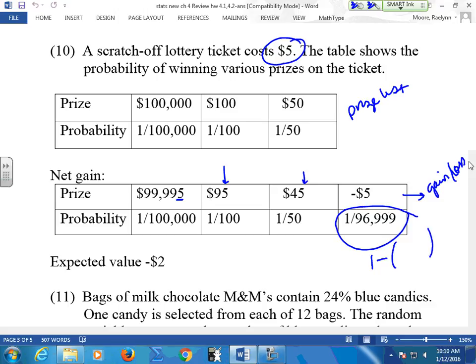If you add up all those parts, you get this guy right here. And again, if you want to do x times p of x and take the sum of that, that will work. Or this is your mean. Put this in your L1, L2. Just make sure you put the negative number in there also, or you're going to have a really high expected gain. So we're okay with that? So this is what we expect to lose with each ticket that we buy. That's what this is telling you over the course of time.